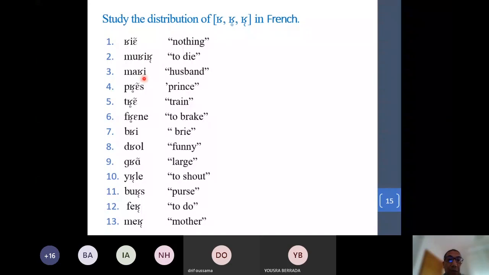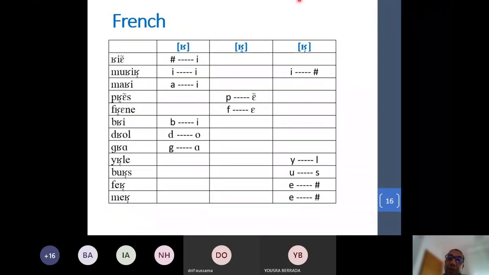Do we have minimal pairs or near minimal pairs? Rien, mourir, Marie, prince, train. It seems that we don't have any minimal pairs. And this is how we copied the distribution of the three variants: the voiced fricative, the devoiced fricative, and the uvular approximant. All right.